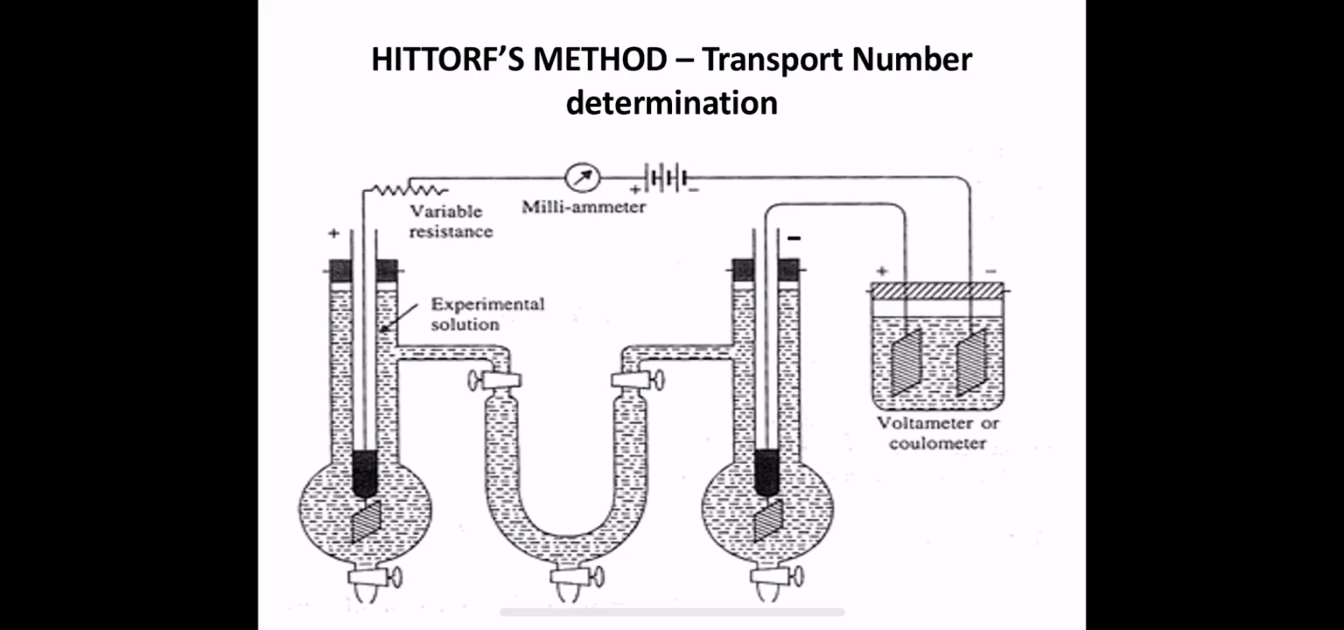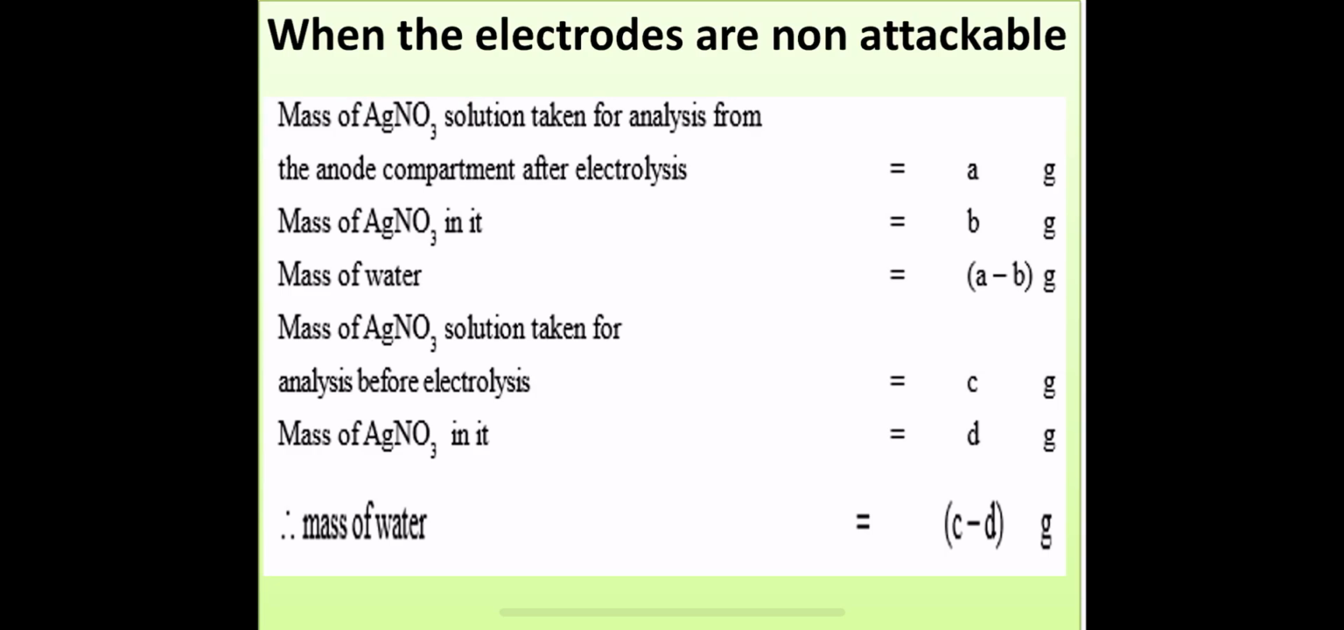Okay, so how to do the calculation we will see one by one. You have to clearly understand this, don't get confused. Slowly I am going to explain. This is when the electrodes are non-attackable.